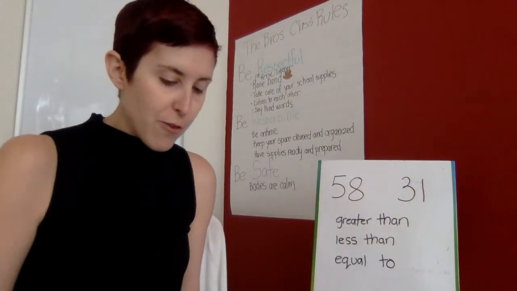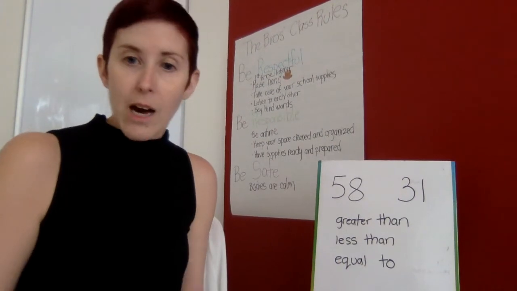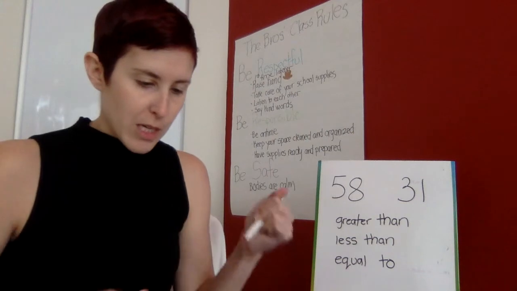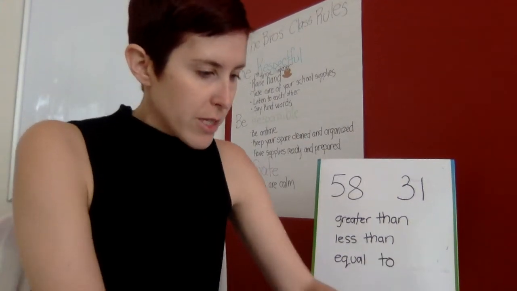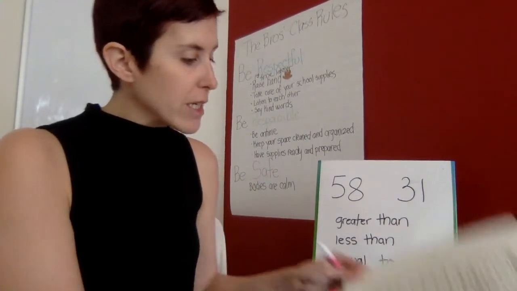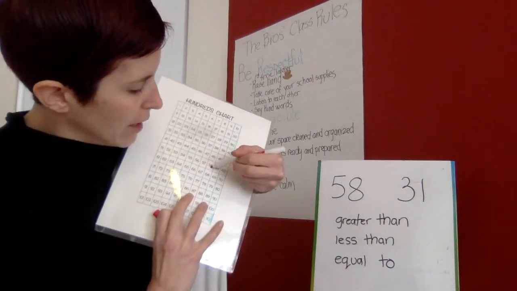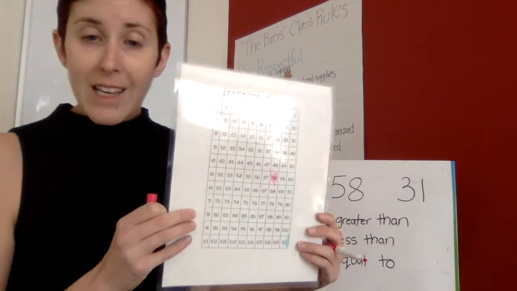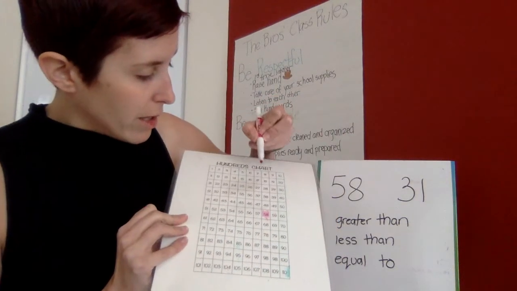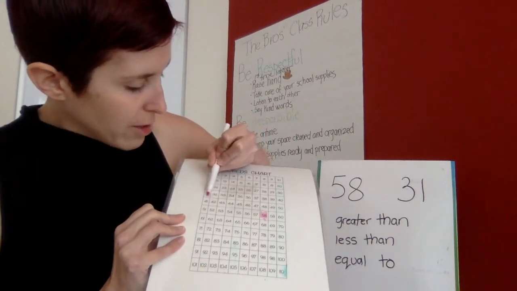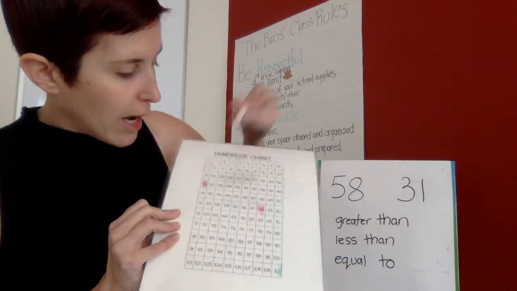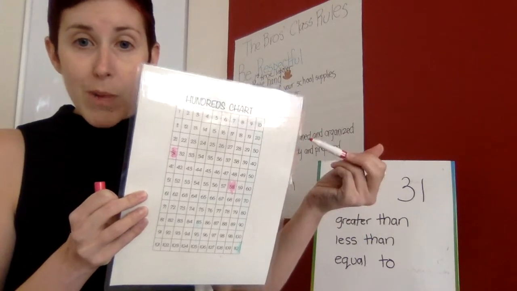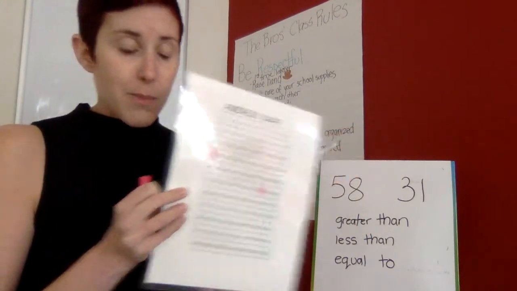Okay, so we have 58 now, and then 31. I'm getting different colors because that other one was hard to see. So we have 58. Now I find my 50, and then I go to my 8. Okay, so 58, that's where we're starting. Now we go up to 31. Okay, so I look here. Here's my 31. Oh, I see that I had to go up my chart, which means that it's smaller. My numbers get smaller when I look up.